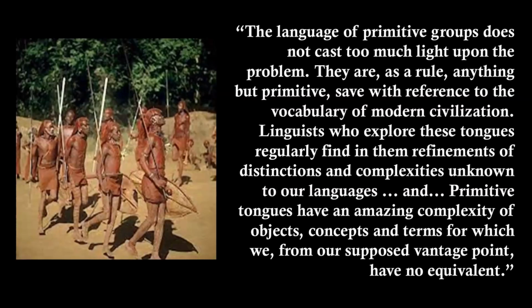Linguists who explore these tongues regularly find in them refinements of distinctions and complexities unknown to our languages. And primitive tongues have an amazing complexity of objects, concepts, and terms for which we, from our supposed vantage point, have no equivalent. Note, Swahili has 8 noun classes, and Swahili is the simplest of the Bantu languages, some of which have up to 26 noun classes. By comparison, Romance languages have 3, masculine, feminine, and neuter.